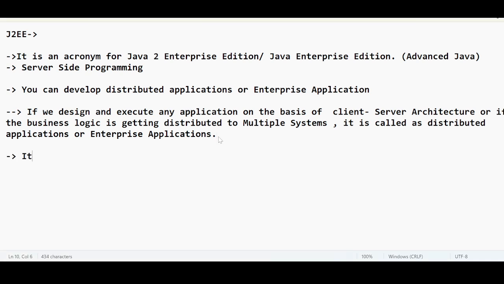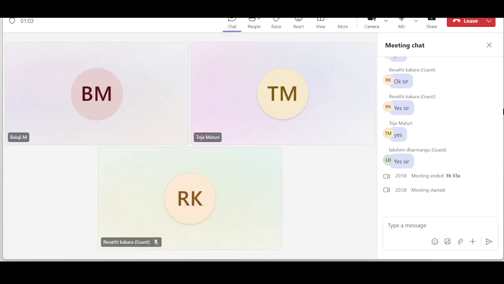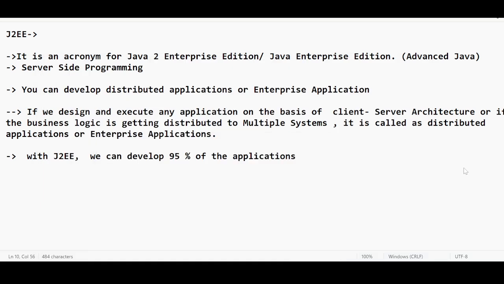With J2EE, it can develop 95% of the applications in the market. I mean, if you understand what is J2EE, okay, you become an expert in Java.